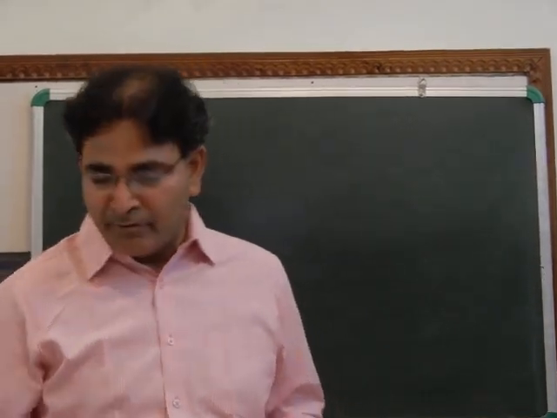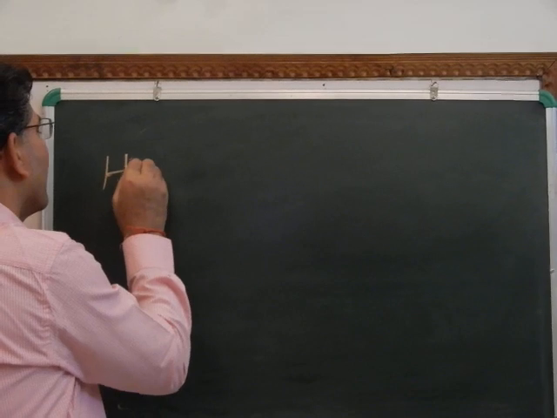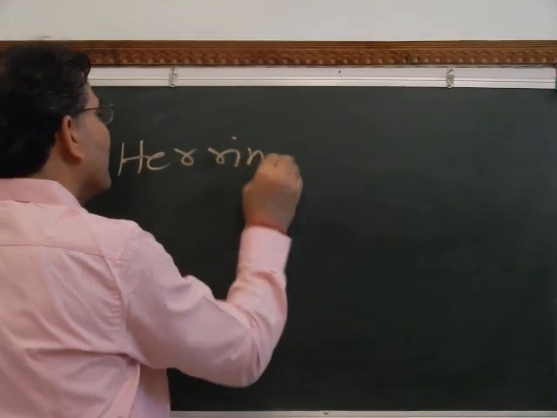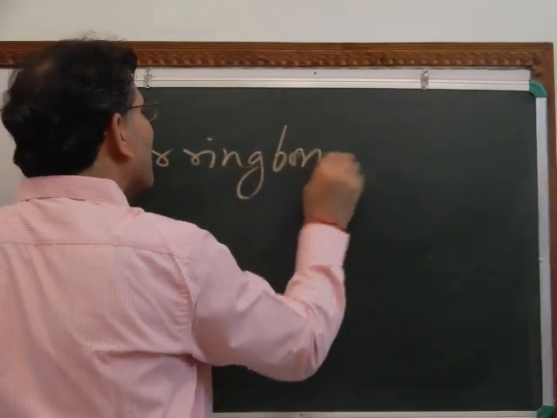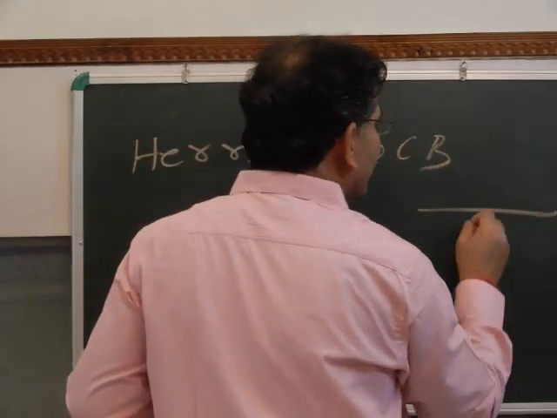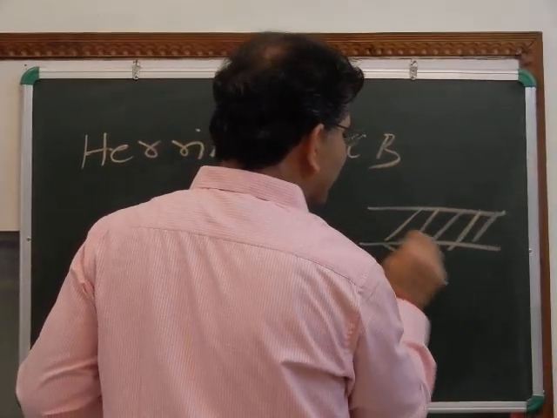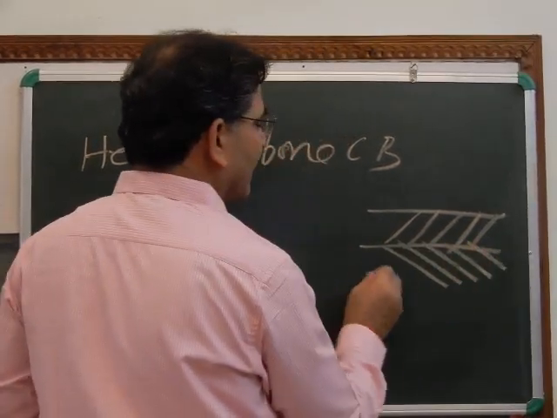So the cross beddings are very, very important sedimentary structures which are formed within the bed. Then the herringbone cross bedding. In the case of herringbone cross bedding, generally the direction of the foreset laminations changes.